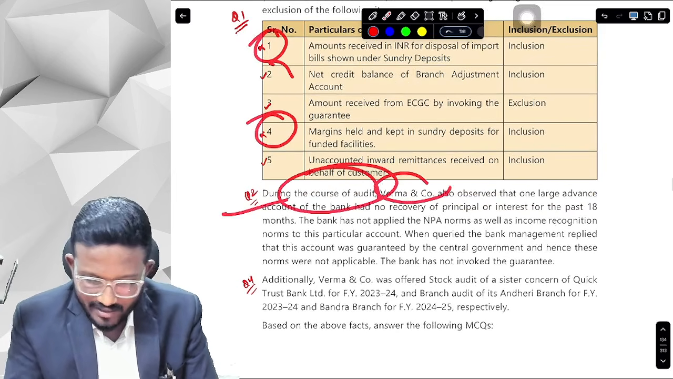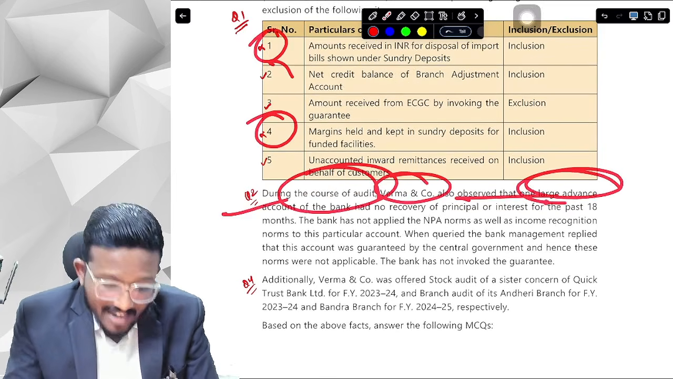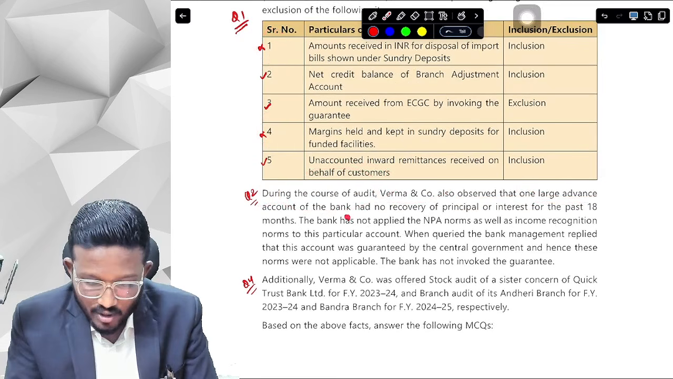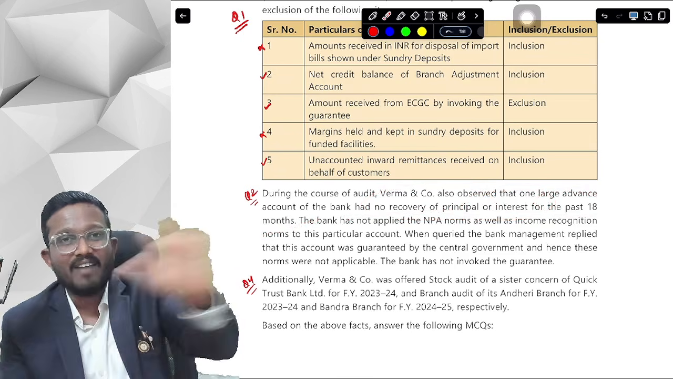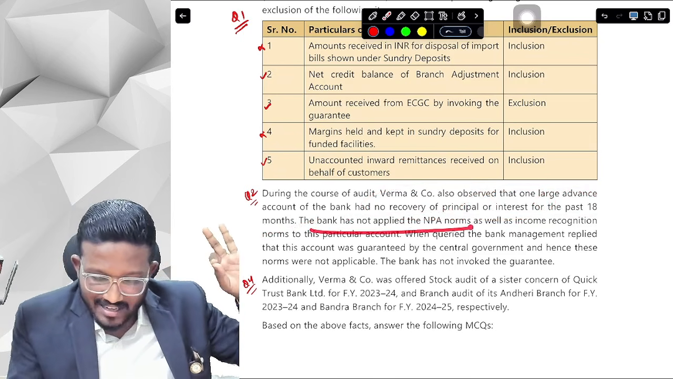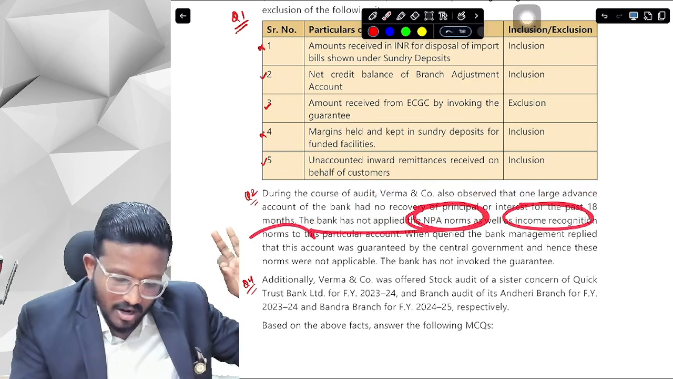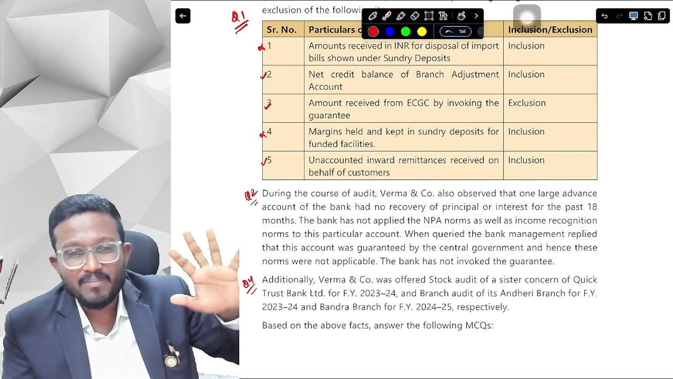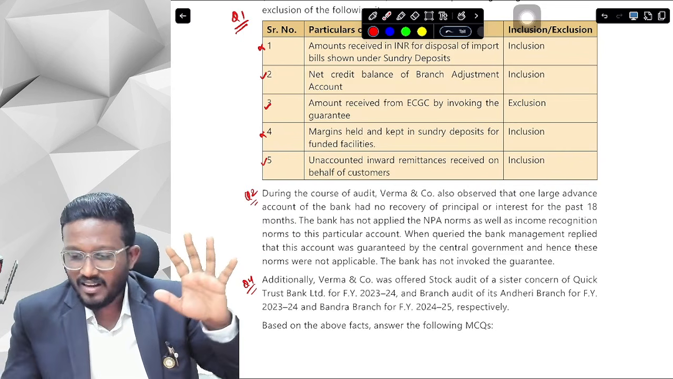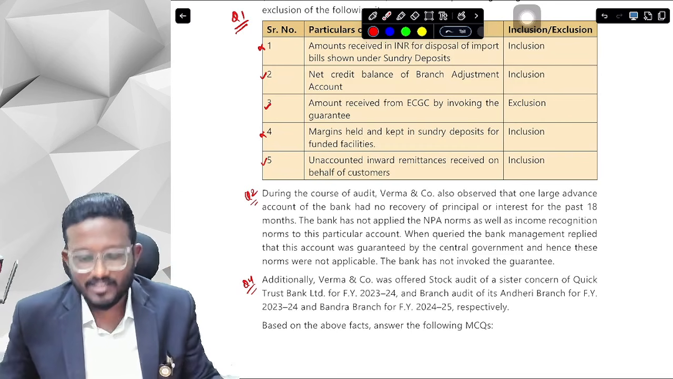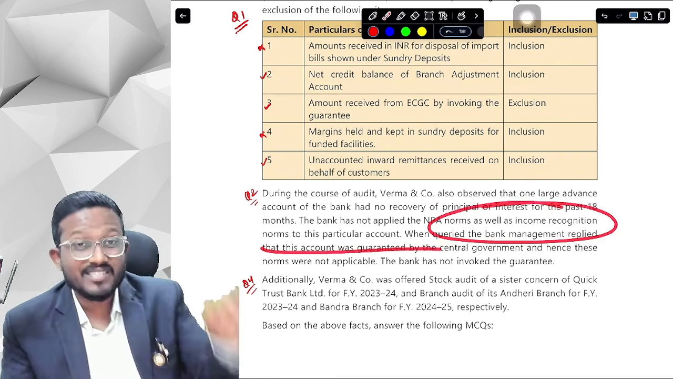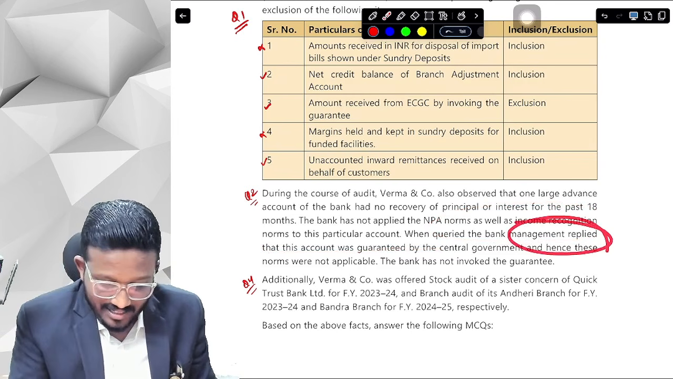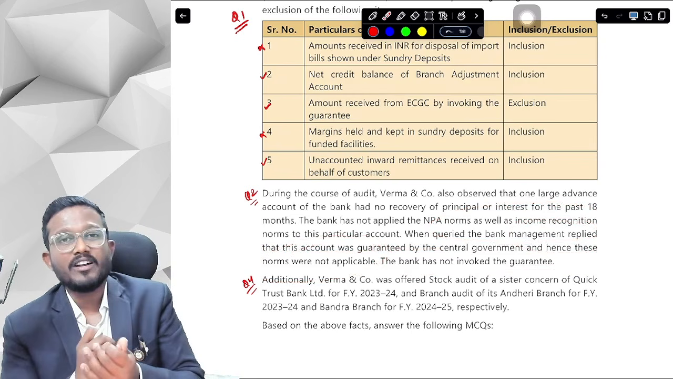During the course of audit, Verma and Company observed one large advance account of the bank that had no recovery of principal or interest for the past 18 months. The bank has not applied NPA norms as well as income recognition norms. They have not classified it as NPA and they continue charging the interest income on accrual basis only. Okay, yes sir. When queried, the bank management replied that this was guaranteed by the central government and hence these norms were not applicable, and the bank has not invoked the guarantee.